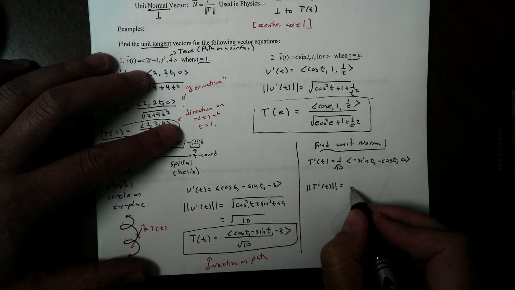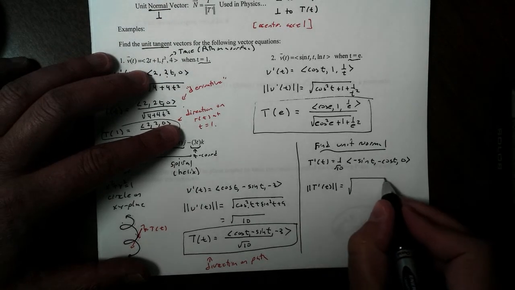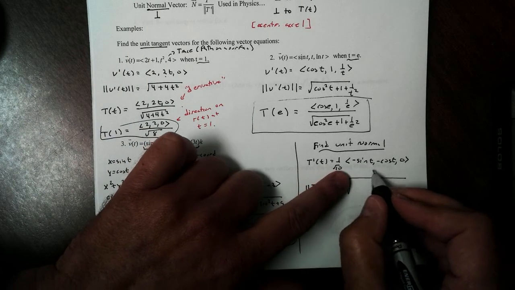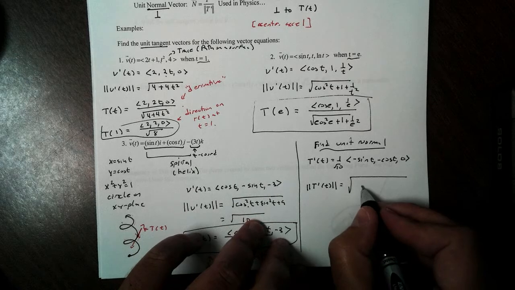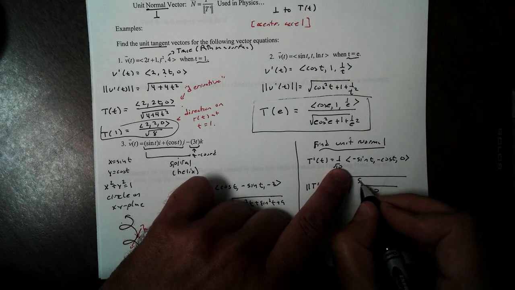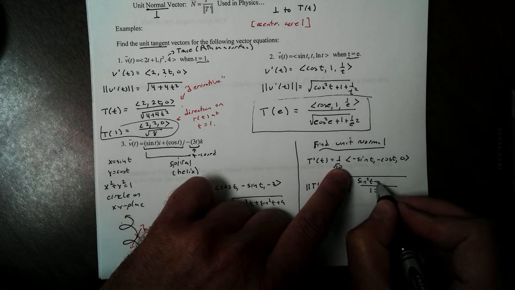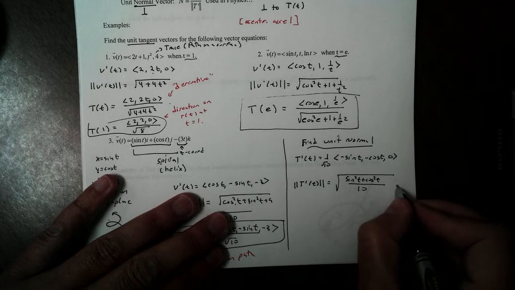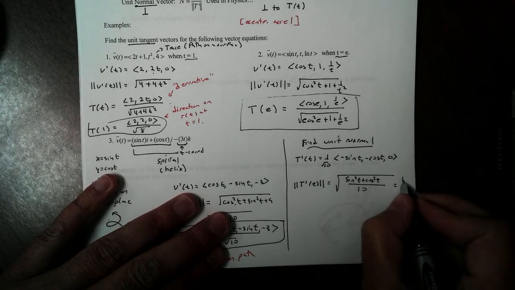There's a lot of ways you can do this arithmetically. I'm going to do it the long way. We get the square root of, remember, if I were to distribute this root 10, it's going to go underneath every one of them. And if I square it, I get a 10 on the bottom. So I'm only looking at the top: sine squared of t plus cosine squared of t, and the 0 just goes away. And what we're left with is just 1 over root 10.